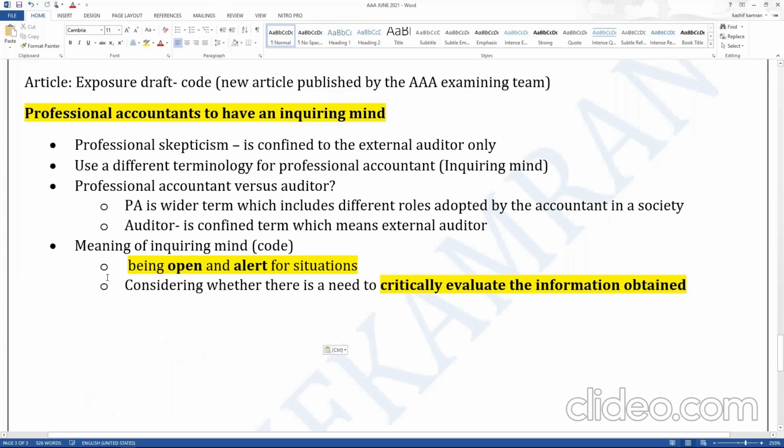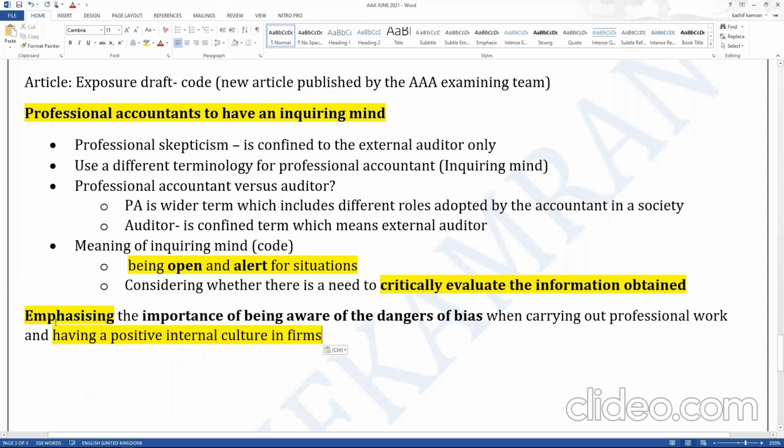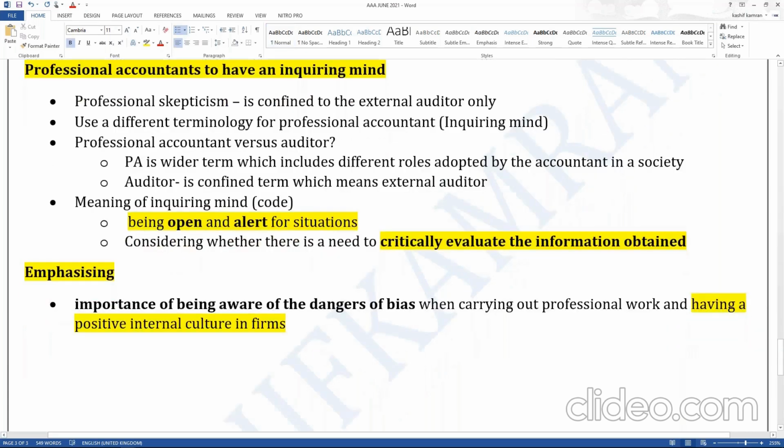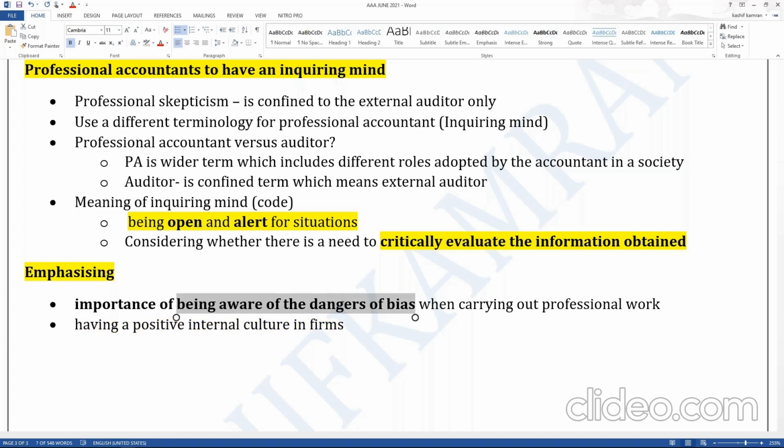The proposed amendment, number five, is emphasizing the importance, number one, of being aware of the danger of bias when carrying out professional work. And number two, having a positive internal culture in the firm. So is everyone clear on the two areas of emphasis? The importance of being aware of the danger of bias, number one, and number two, having a positive internal culture in the firm.